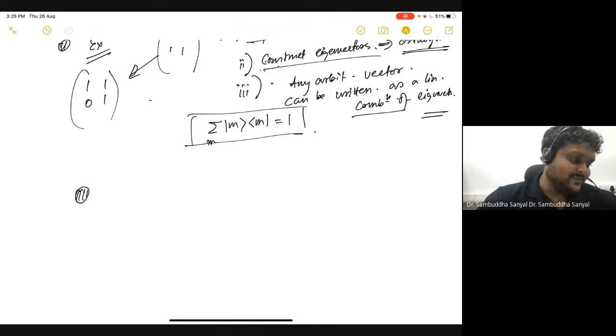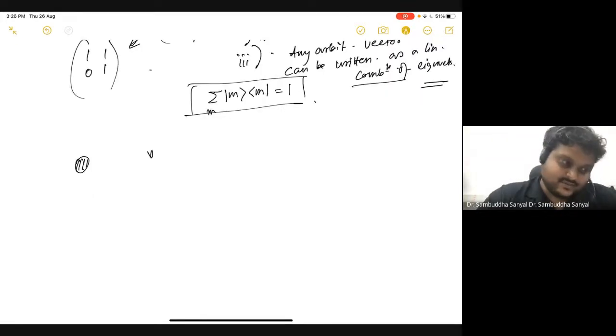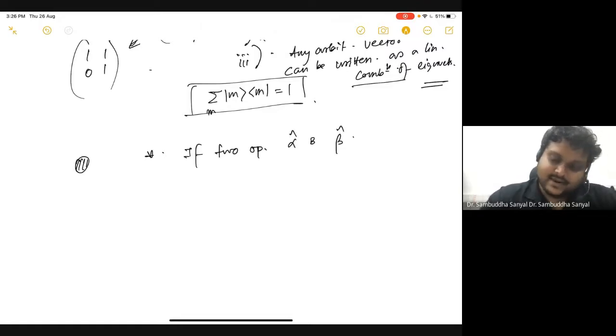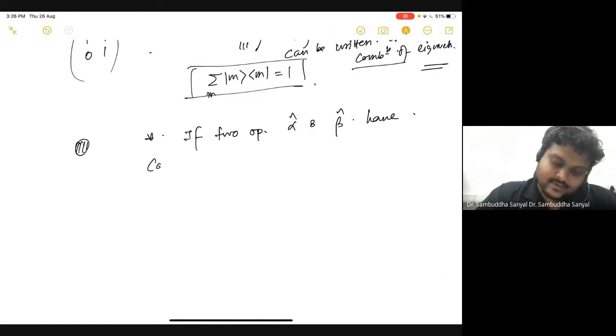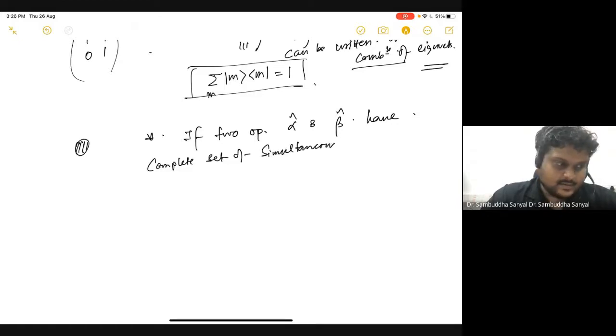Okay. So now two more theorems. If two operators alpha and beta have a complete set of simultaneous eigenvectors, then they commute. Try to prove them, or at least try to do some examples to understand what it is actually saying. That is also very important.